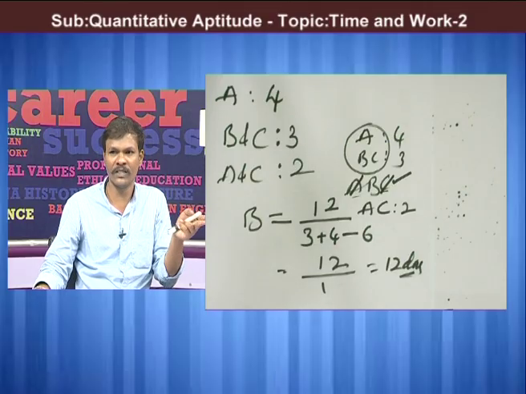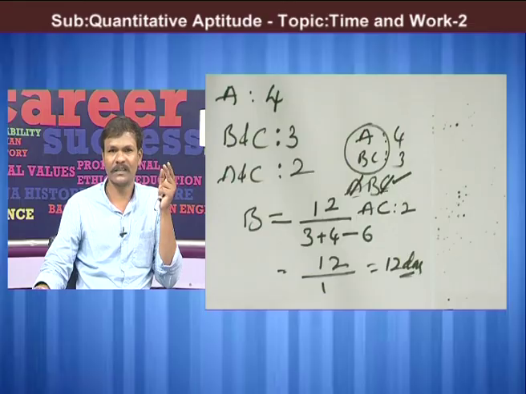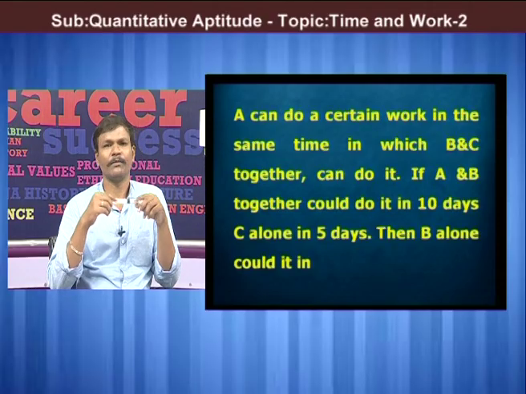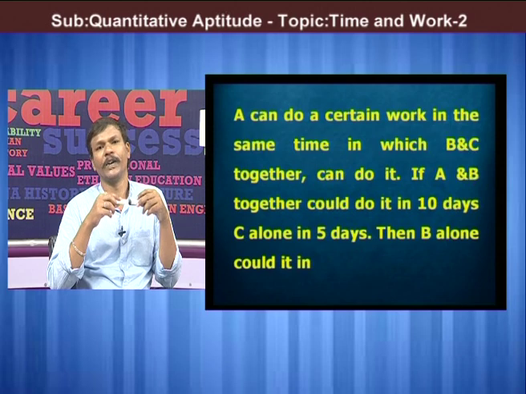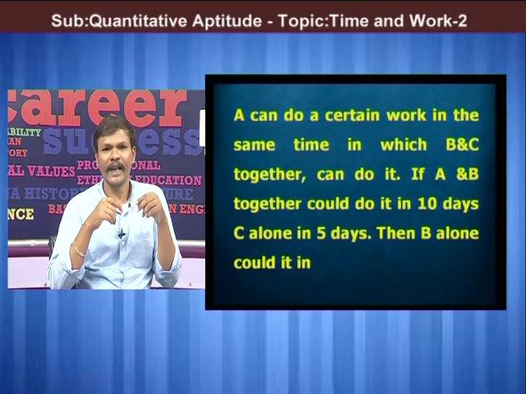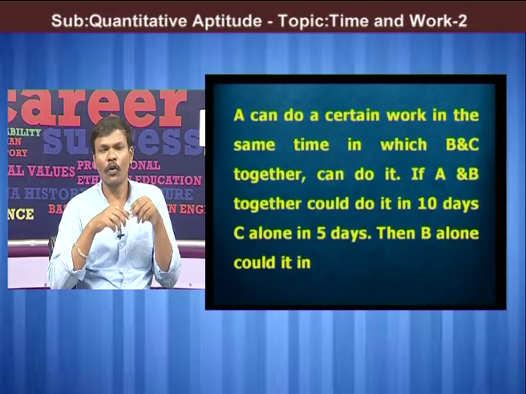So, the first two values are added, the last value is subtracted. That's it. Next question. A can do a certain work in the same time in which B and C together can do it. If A and B together can do it in 10 days, and C alone in 5 days, then how long could B alone do it in?